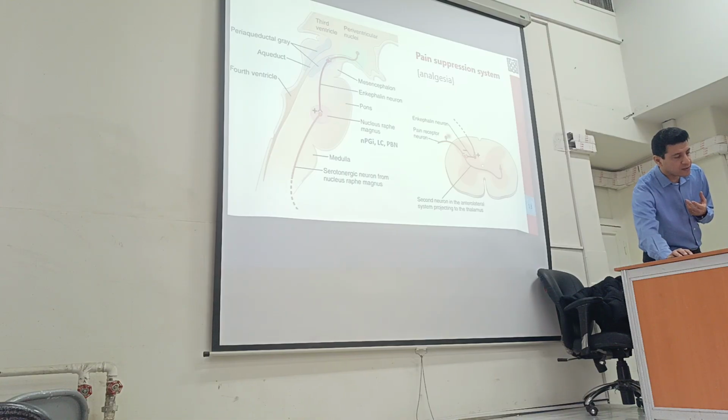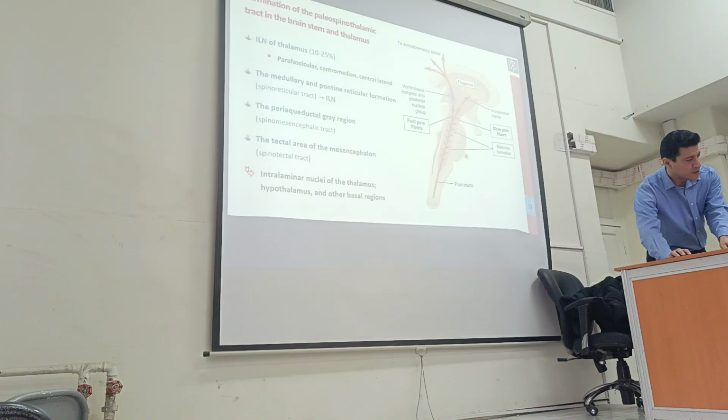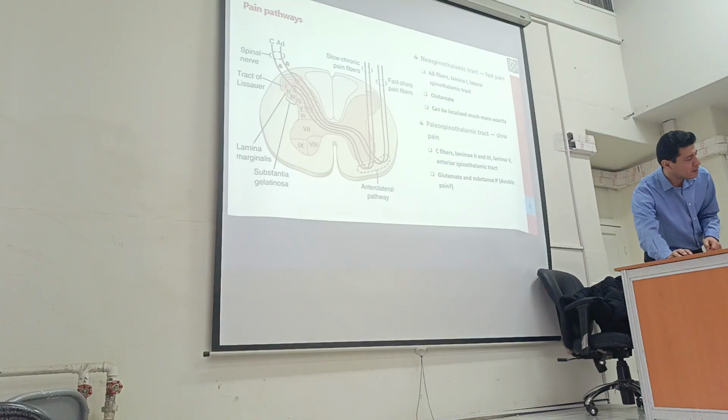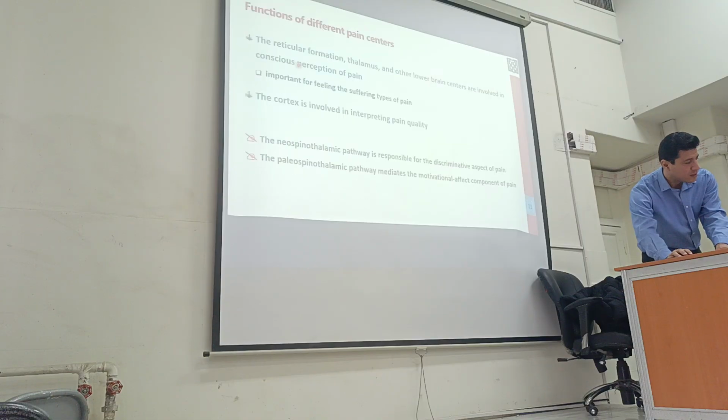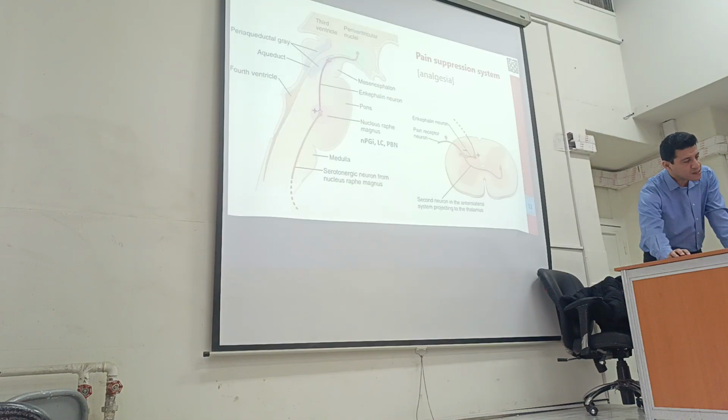So imagine that this one is a C fiber that brings pain signal to the spinal cord, activates this neuron, and this one goes to the opposite side and enters the anterolateral system. You know this, right? So we have a synapse here, between A delta fiber and relay neuron, or C fiber and the relay neuron. This synapse is blocked by enkephalin that is released by this interneuron.